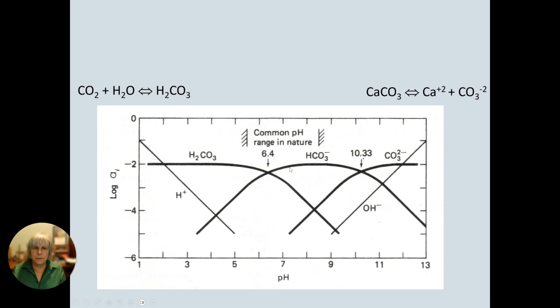That's true of pretty much all carbonate waters, because carbonate waters fit nicely into this area. So just keep in mind that the species present at the highest concentration in a carbonate system is almost always HCO3, or bicarbonate. And that's because most natural waters are in that circumneutral pH range.